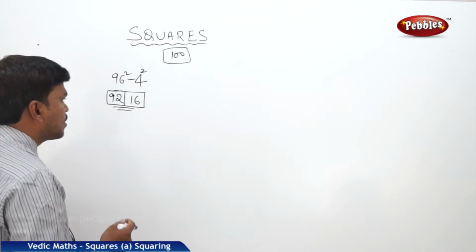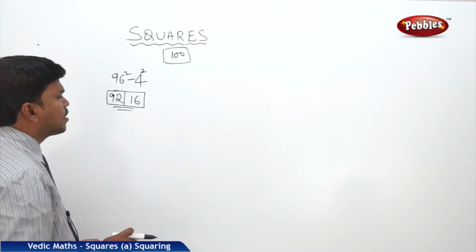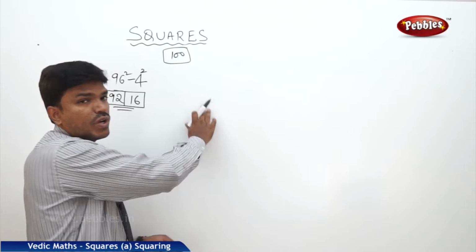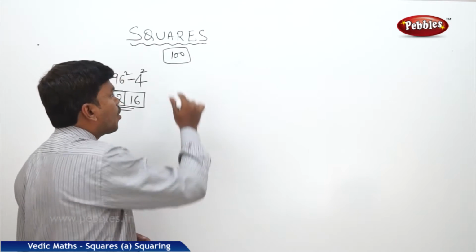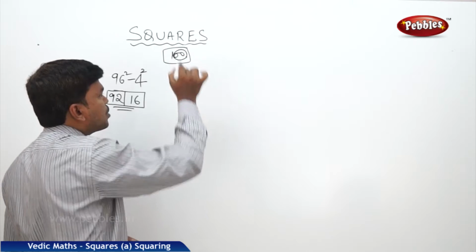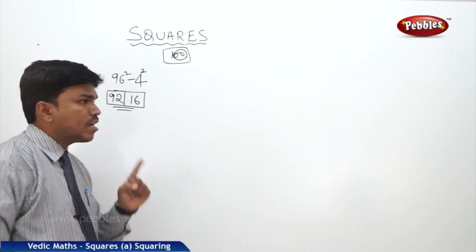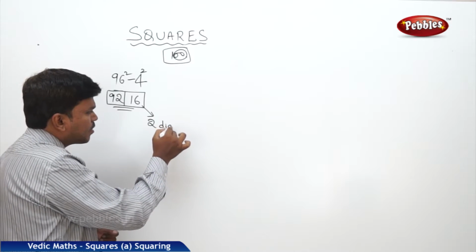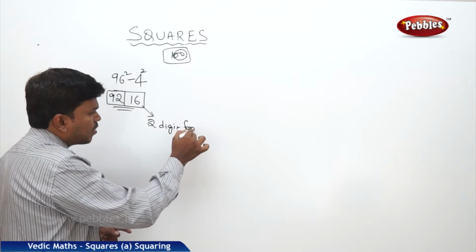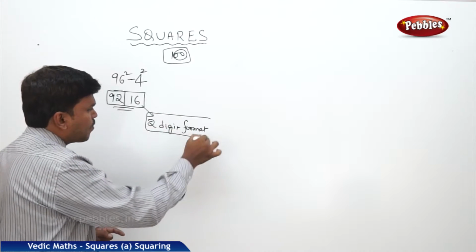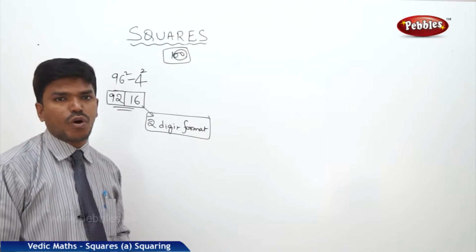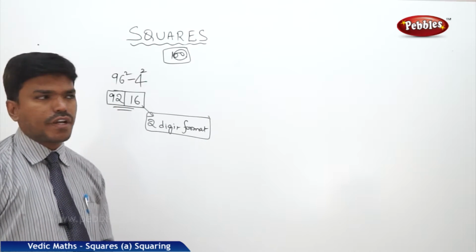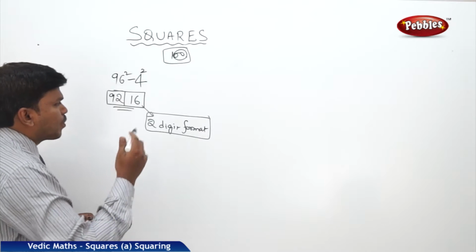One more example. But before going for another example, I want to tell you one thing. What is the base we are taking here? 100. In 100, how many zeros are there? 2 zeros. That means the right side part of my answer should be in the 2-digit format. The right side part of the answer should be in the 2-digit format, and don't bother about the left side part. It can be any number of digits.